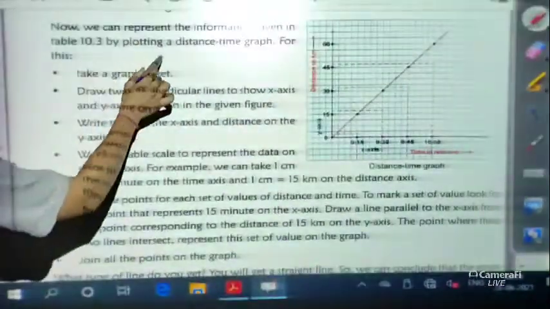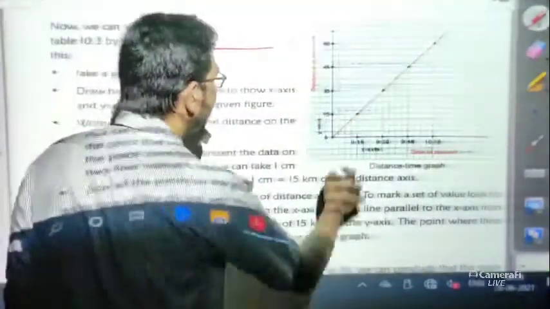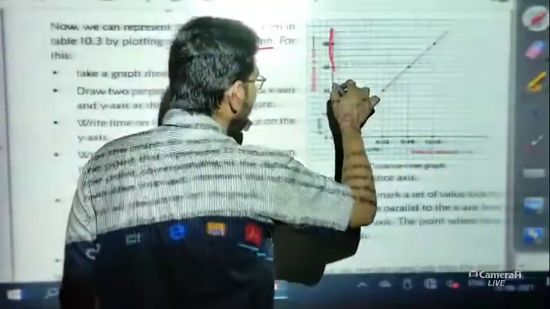Given in table 10.3, plotting a distance-time graph. In the case of a distance-time graph, you can see two axes here. In mathematics you have already done it. This axis we call the x axis, and this axis we call the y axis. So we take distance on the y axis and time on the x axis.